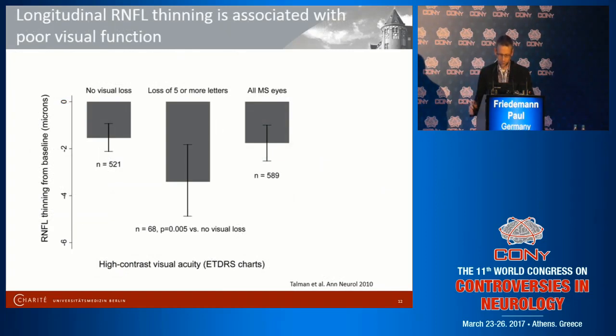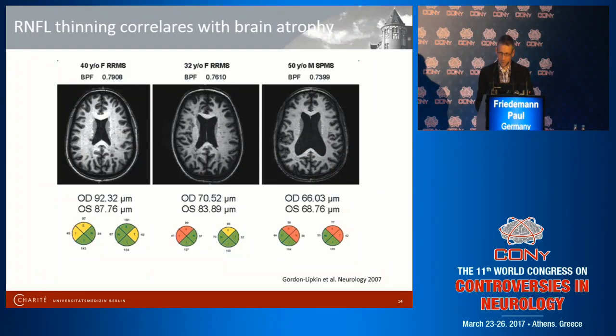When it comes to longitudinal assessments, this cartoon shows that the more thinning we have in the retina over a follow-up of a couple of years, the poorer the visual outcome. Atina briefly mentioned the link to MRI-derived brain atrophy, and this is just to show a few examples of how this can be associated at the level of an individual patient. You see, for example, an SPMS patient with overt brain atrophy and enlargement of the ventricles, and in the OCT images you see a significant thinning of the entire retinal nerve fiber layer.